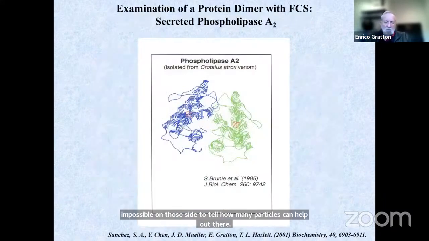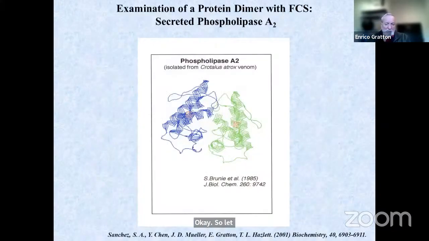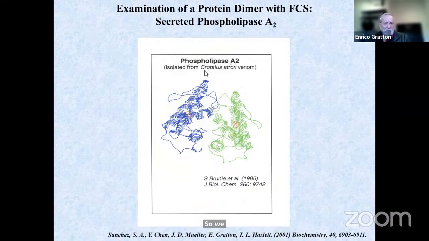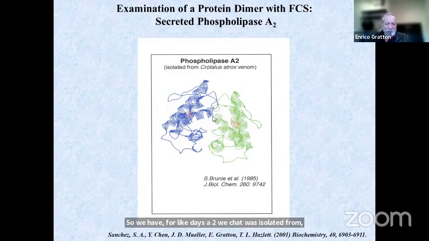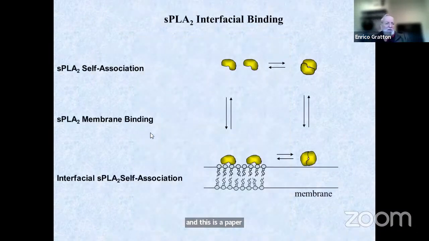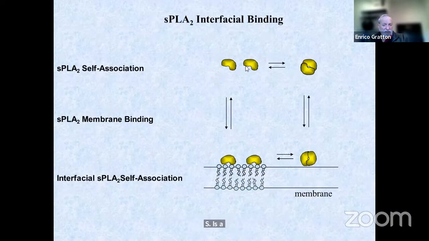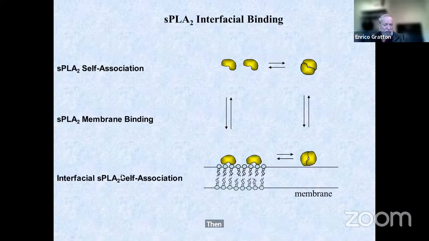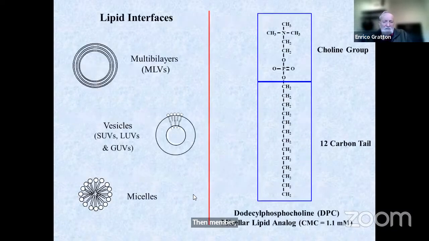Okay, so let us do one example that was done because it was easier to do this example than the antibodies. So we have phospholipase A2, which was isolated from Crotalus venom. And this is a paper that has been published several years ago. Okay, so phospholipase A2 has a self-association tendency. Then membrane binding requires self-association, and this is the binding that we have.